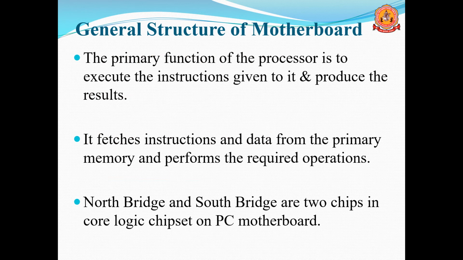So the primary function of the processor is to execute the instructions given to it and produce the result. That is mainly the two works of the processor. Then it fetches the instructions and the data from the primary memory and performs the required operations. That is actually the work of the processor.